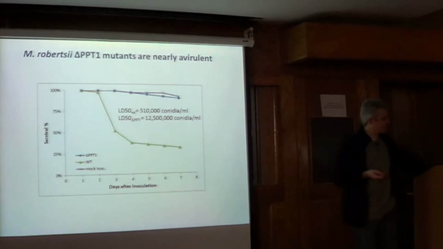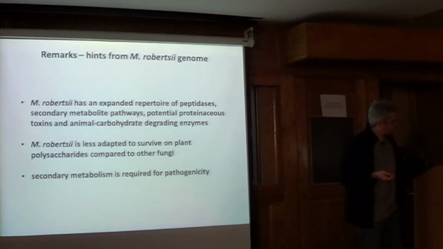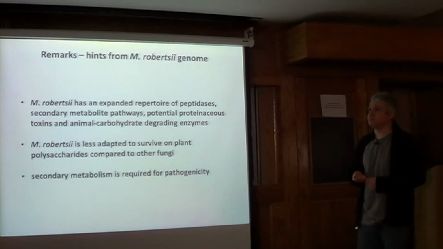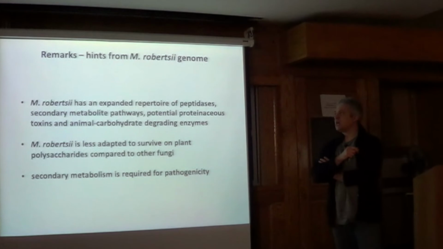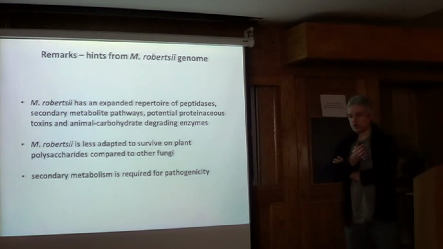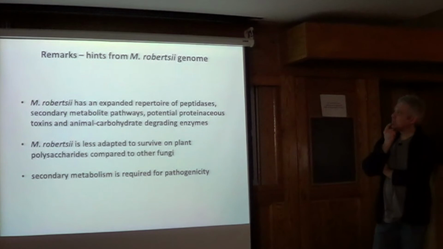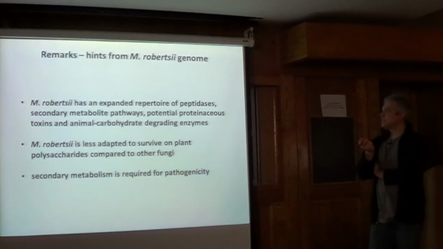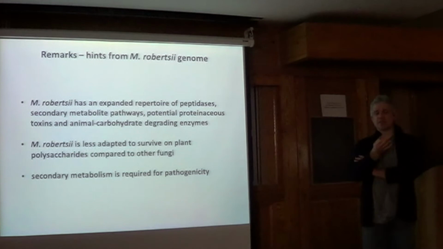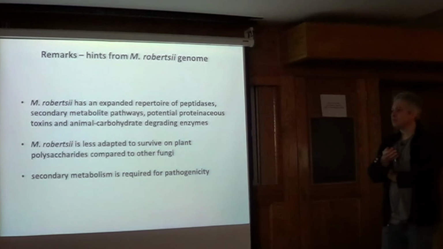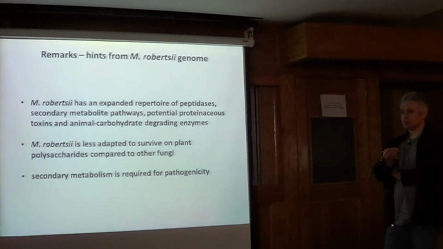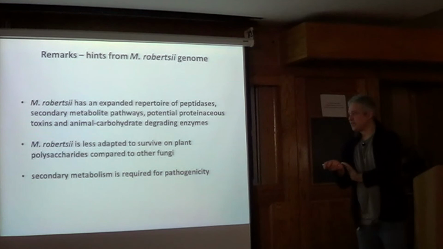So, in this presentation, I tried to present to you information about Metarhizium and what the genome tells us on its ability to survive and what the virulence factors, especially toxins, can be. The conclusion is that Metarhizium robertsii has an expanded repertoire of peptidases, secondary metabolites, and enzymes that allows it to thrive on animals, of course. It's very less adapted to survive on plants, which was a surprise, compared to other fungi. And then the secondary metabolism is required for pathogenicity.